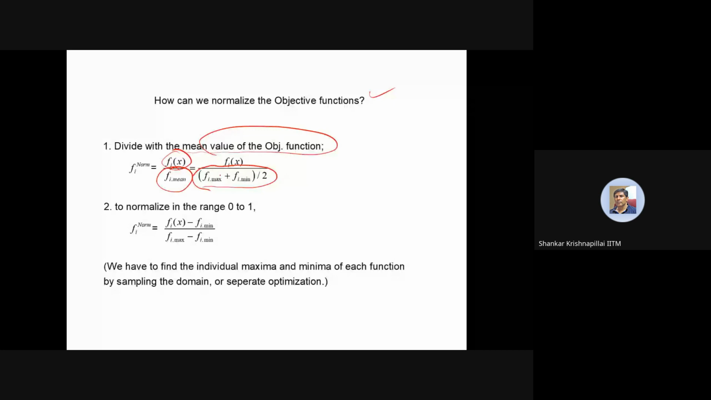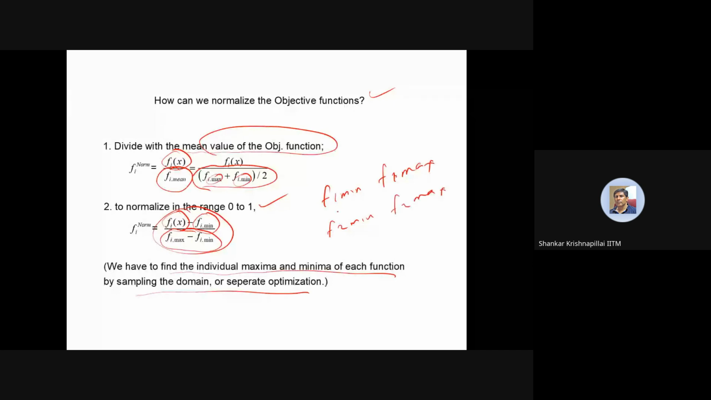Then to normalize in the range from 0 to 1, you can use another equation. This is the objective function minus the minimum value of the objective function in the feasible range, divided by the difference between the maximum and minimum value of the objective function within the feasible range. But to do that, we have to find the individual maxima and minima of each objective function. So we have to find f1 min, f1 max, and similarly f2 min, f2 max. Only then you can do the normalization.